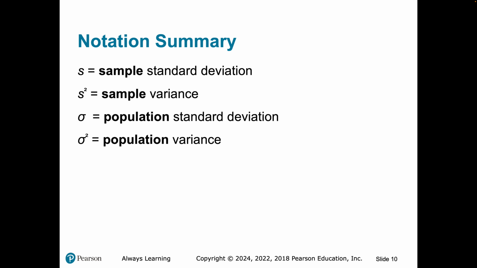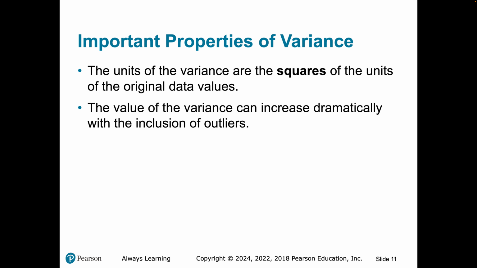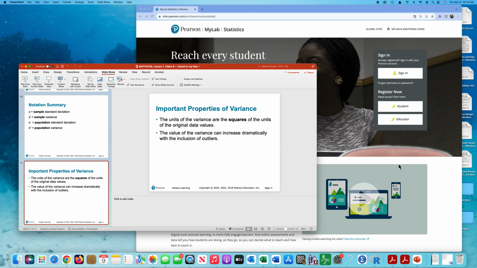All right, so notation summary: if we're dealing with a sample, which we typically will be, S is our standard deviation, S squared is our variance. If we're living in a population, or we have population data, then sigma is the population standard deviation. Sigma squared is the population variance. And this is just what I talked about, the units. The value of the variance and the standard deviation can increase drastically in the presence of outliers.